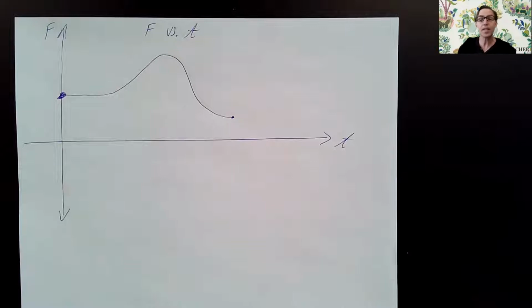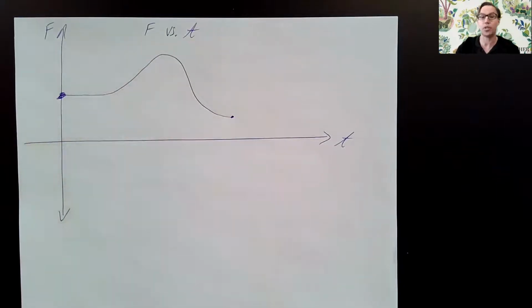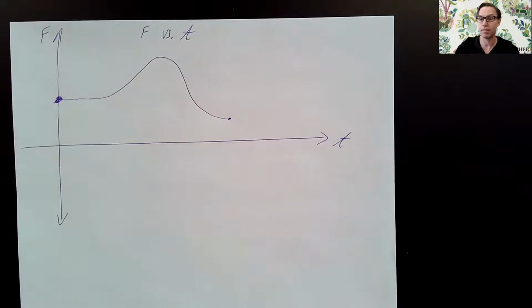Now this is some force A pushing B. If A pushes B, does B push A? Yes. What do you think the graph, if this is the graph of A pushes B, can you make a graph, maybe in a different color, of what B pushes A would look like on here?